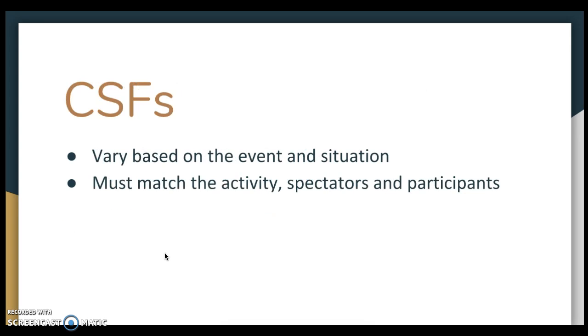Okay, so now on critical success factors. They vary based on the event and situation. They must also match the activity, the spectators, and the participants. It's kind of hard to define what a critical success factor is, because it can be pretty much anything. It can be any of the 5 key components: tourists, the transit route, destination, facility movement, or the generating region.